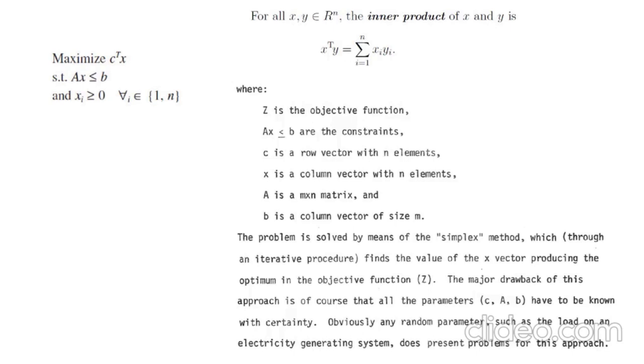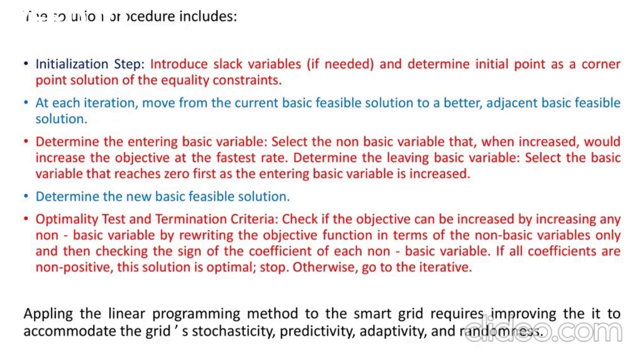We need to maximize this equation, that is, c transpose x, where Z is the objective function and Ax less than or equal to b are the constraints. c is the row vector, x is the column vector, A is an m by n matrix, and b is a column vector. By solving this, we can get maximum profit and minimum cost by solving the objective function.